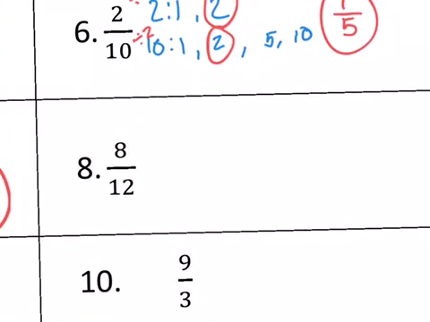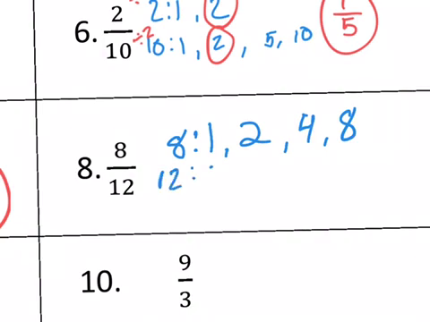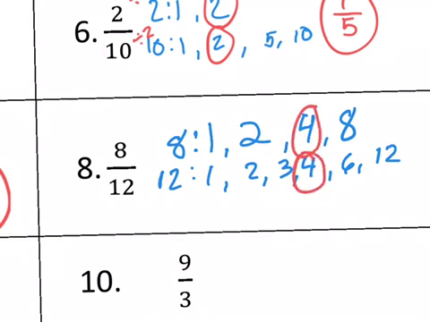Alright, looking at number 8. So we have 8/12. We have 1 and 8, and 2 and 4. Here we have 12, 1 and 12, 2 and 6. Let's see, they both share 4. We get 2/3.